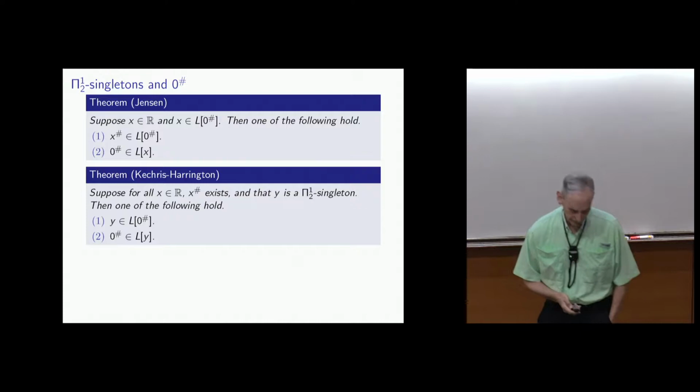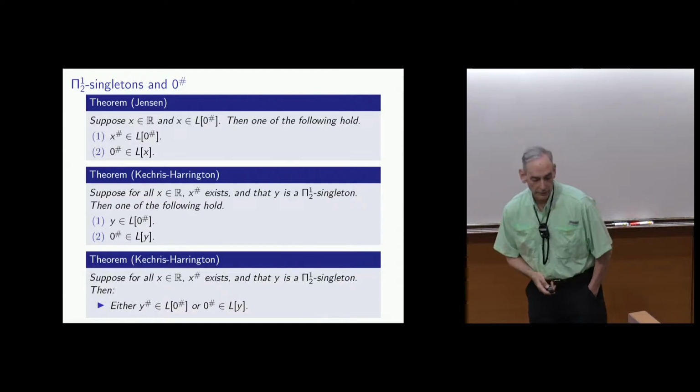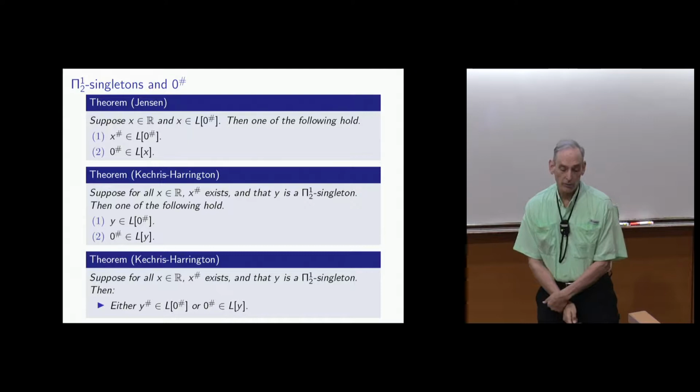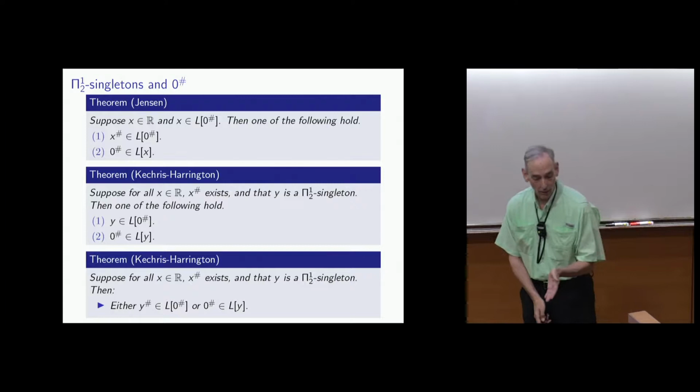Now, if you combine the two theorems, you get the theorem as Kechris and Harrington really stated it. Again, you assume for every real X sharp exists and that Y is a pi 1-2 singleton, then either Y sharp is in L of zero sharp or zero sharp is in L of Y. So this says that if Y doesn't construct zero sharp, it has to be relatively close to L. And now the obvious question is whether this theorem is vacuous.